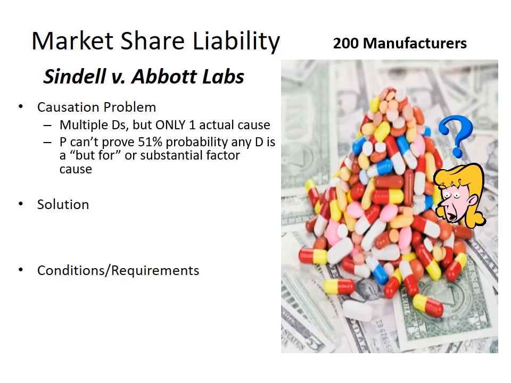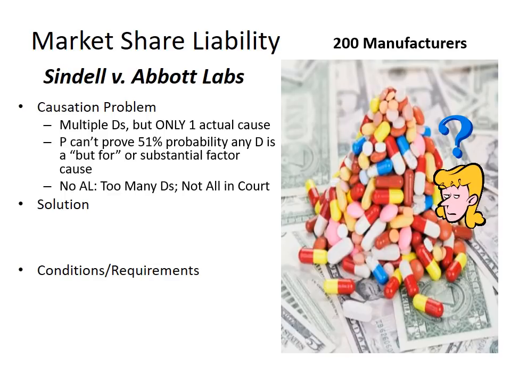The plaintiff can't prove to a 51% probability that any of the 11 defendants in court was a but-for cause, because it's quite possible that one of the other 200 manufacturers may have been the actual manufacturer that sold the pills to the plaintiff's mother. We also can't say that any one of those 11 manufacturers was a substantial factor, because there was really only one manufacturer whose drug was the only factor, and all of the other manufacturers were not a factor at all. And so neither the but-for test nor the substantial factor test seems to work.